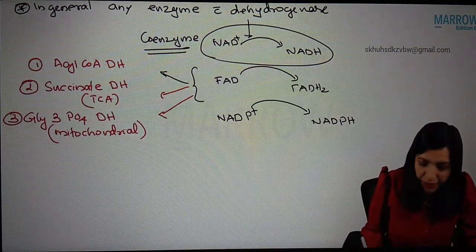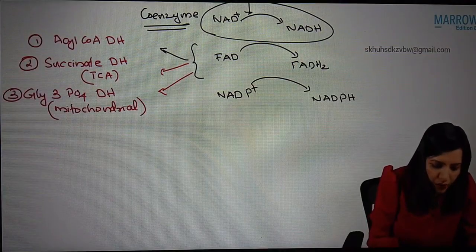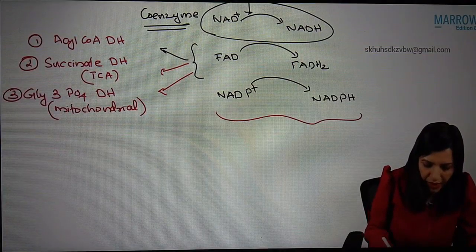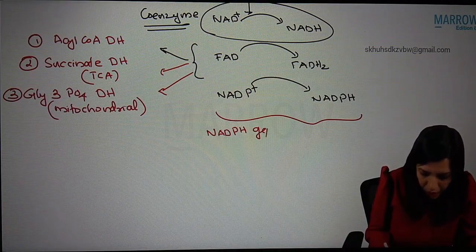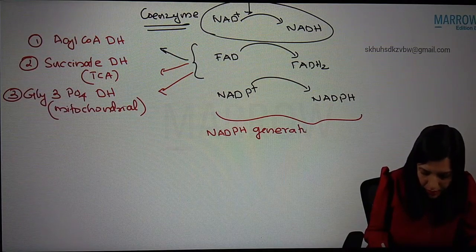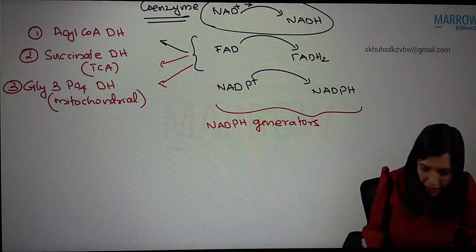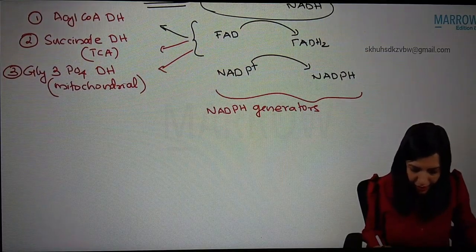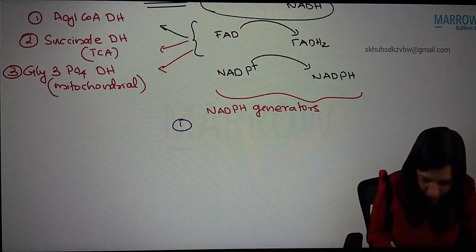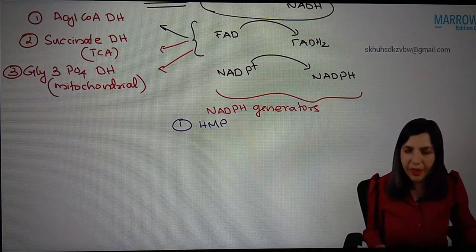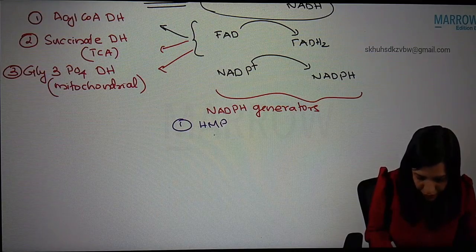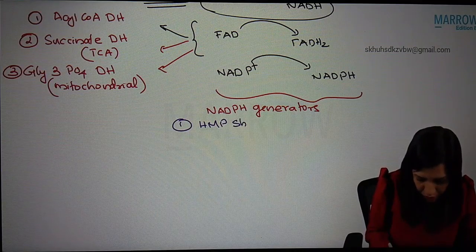Then comes NADP to NADPH. This is also a very, very important set of enzymes, called NADPH generators. That is also very few in number. One is the hexose monophosphate pathway, the HMP shunt pathway, where the first 2 enzymes in the HMP shunt pathway.